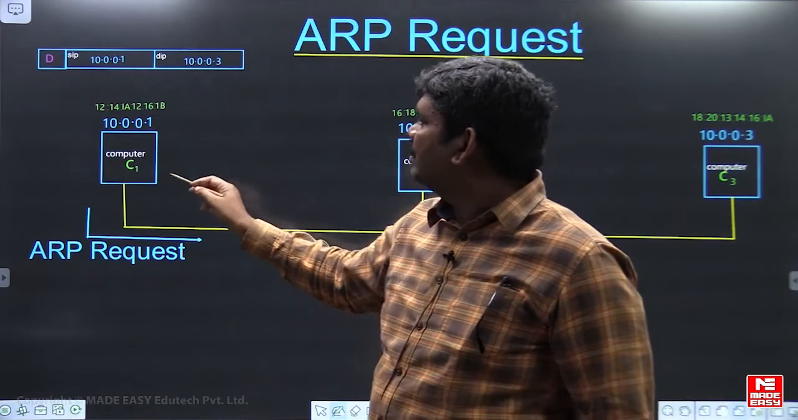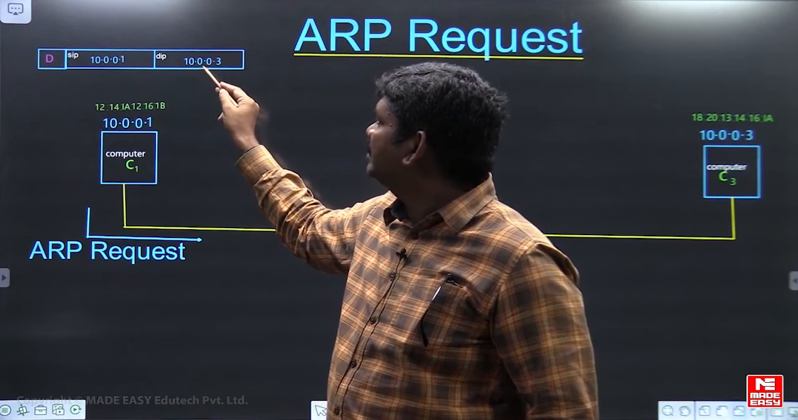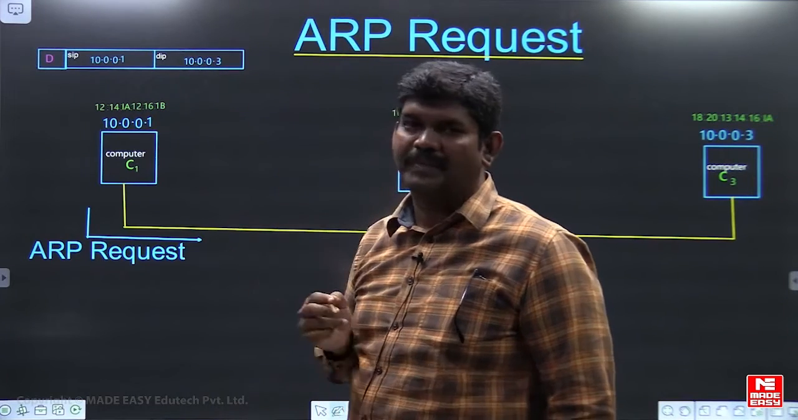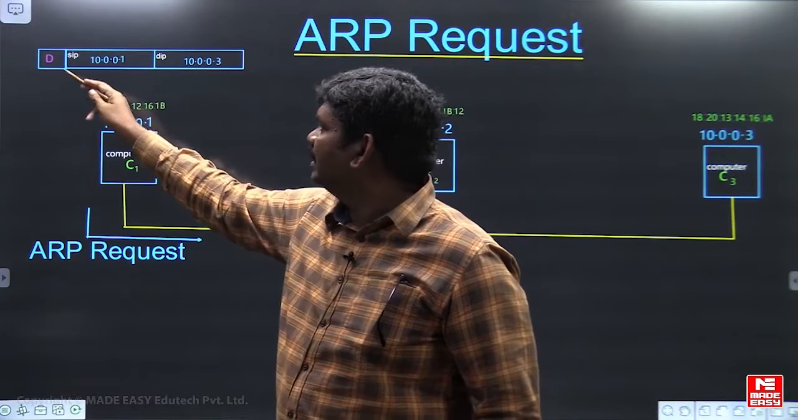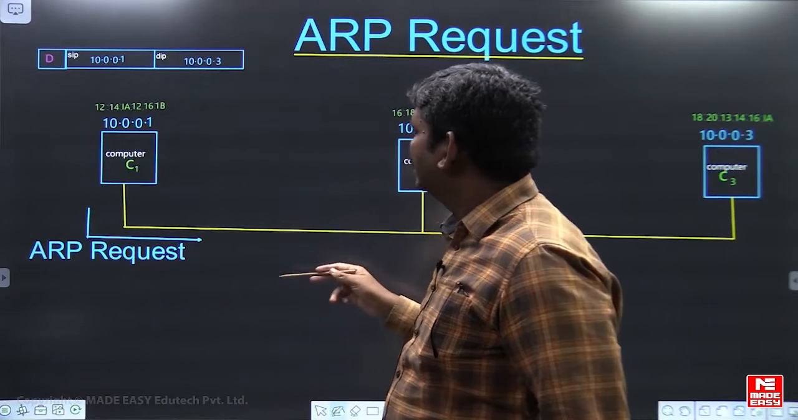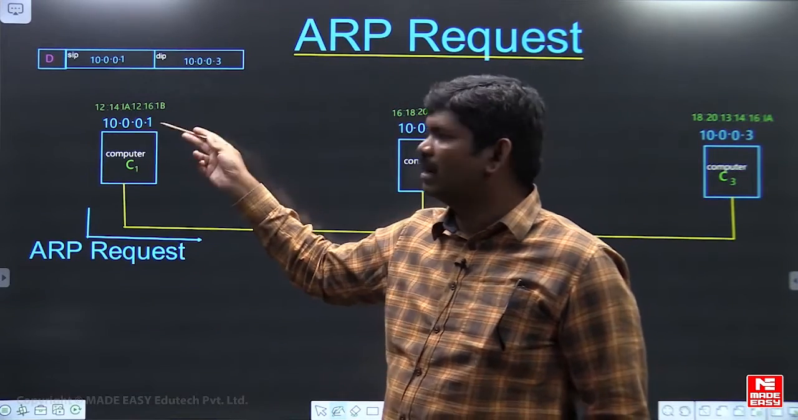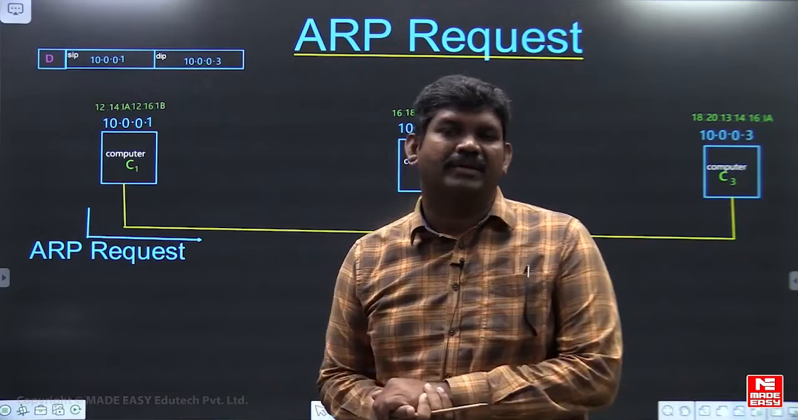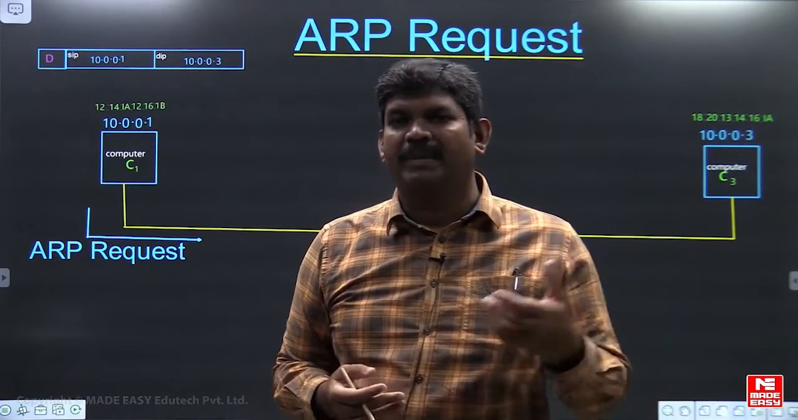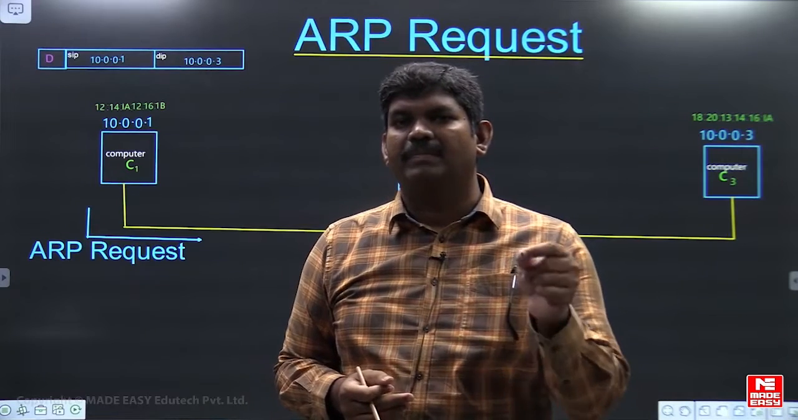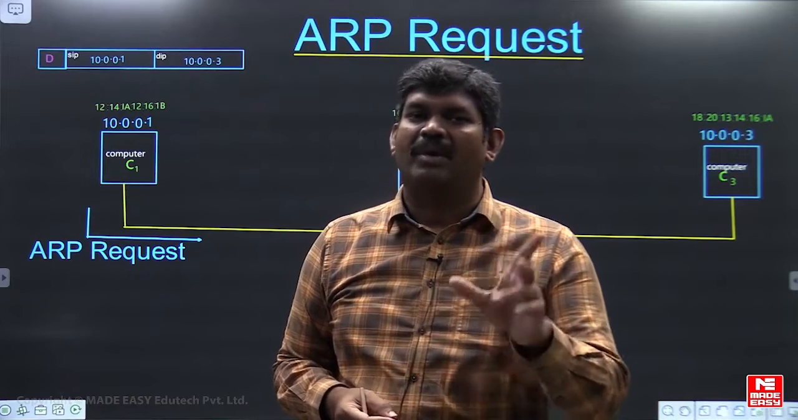You can observe that from computer C1, the source IP address is 10.0.0.1 and the destination IP is 10.0.0.3. Along with that data, what does this ARP request packet contain? The source MAC address also has to be attached, and what is the destination MAC address? This is a very interesting and important question. You can observe the previous papers of the GATE. What did they used to ask about the ARP request packet? The ARP request packet is a broadcast packet.